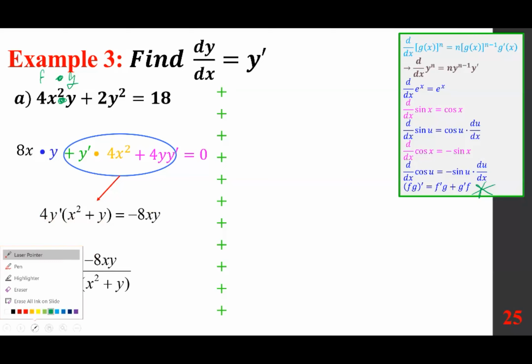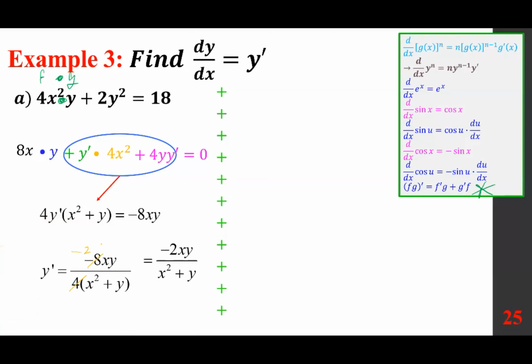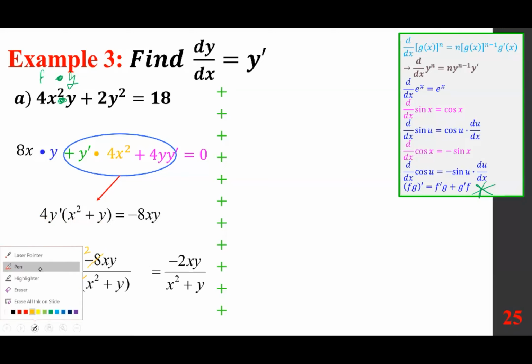Negative 8 cancels out the 4, changes to negative 2, and the final answer is y prime is negative 2xy over x squared plus y. That's the final answer.